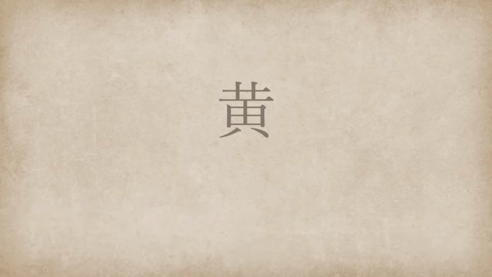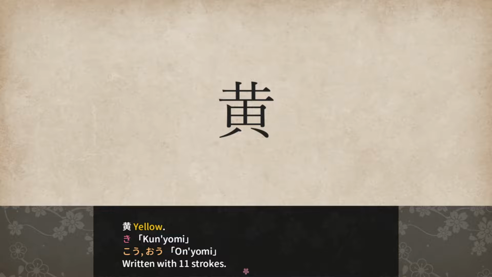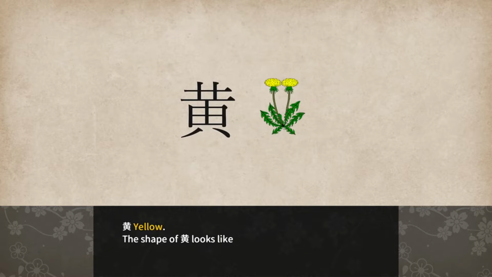Next one. Ki, Yellow: Ki for Konyomi and Ko or O for Onyomi, written with 11 strokes. The shape of Ki looks like yellow dandelions.